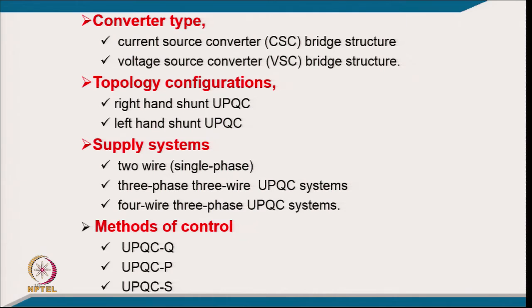Interestingly, here we have to decide how the UPQC is controlled. It is called UPQC-Q, in the sense that the injection of the series compensator is in quadrature, only through reactive power. Q represents reactive power. So, for series compensation we are using only reactive power. In UPQC-P, for series compensation we use only active power.